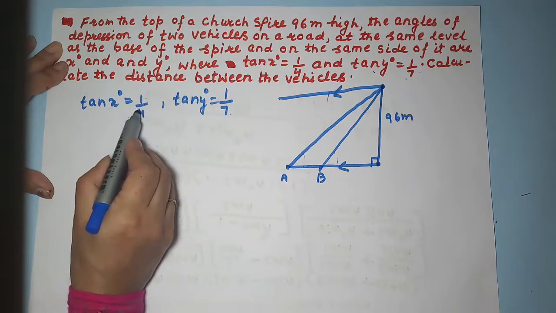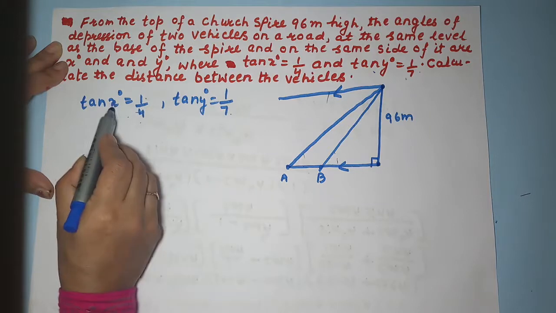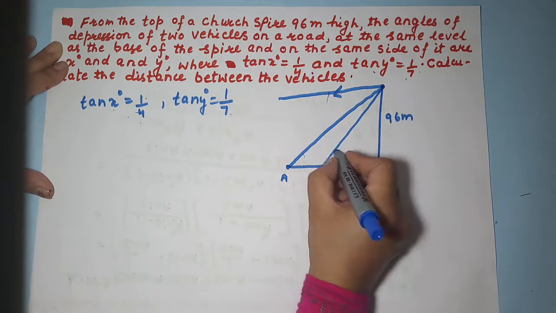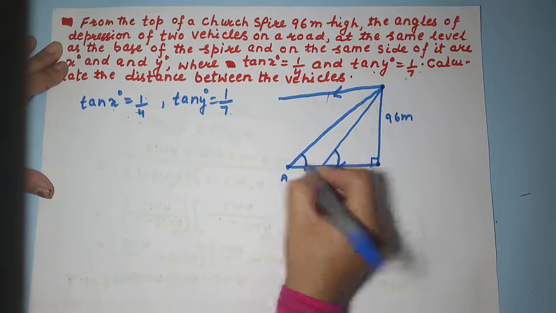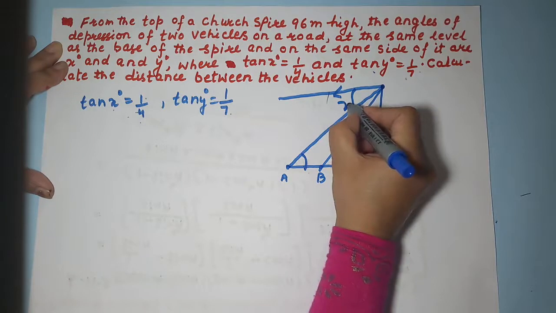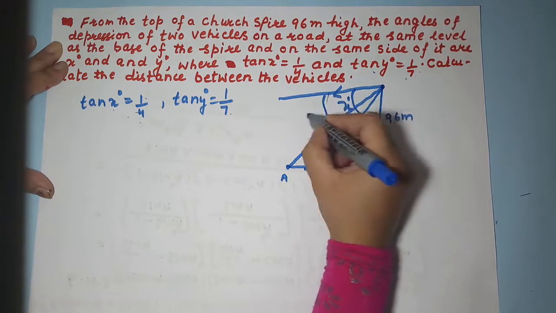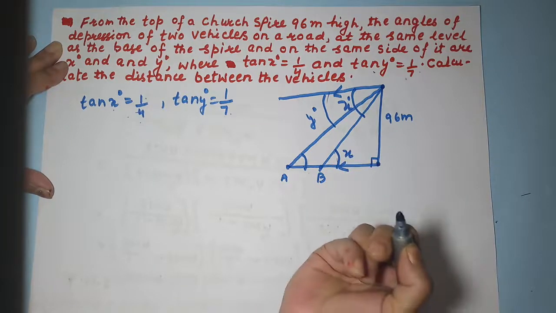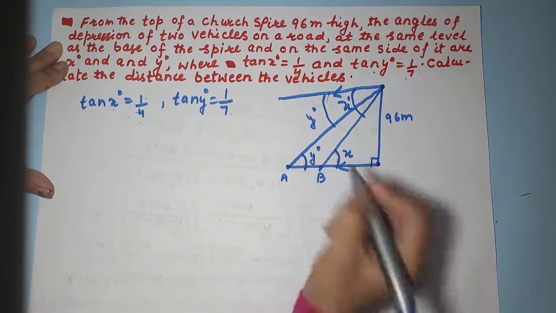This is bigger than this. So, does that mean x is bigger than y? So, does that mean this angle will be x and this angle will be y? Right? So, this entire angle is x degrees and this angle is y degrees. So, we found which angle is x and which is y. This is y degree. Fine.